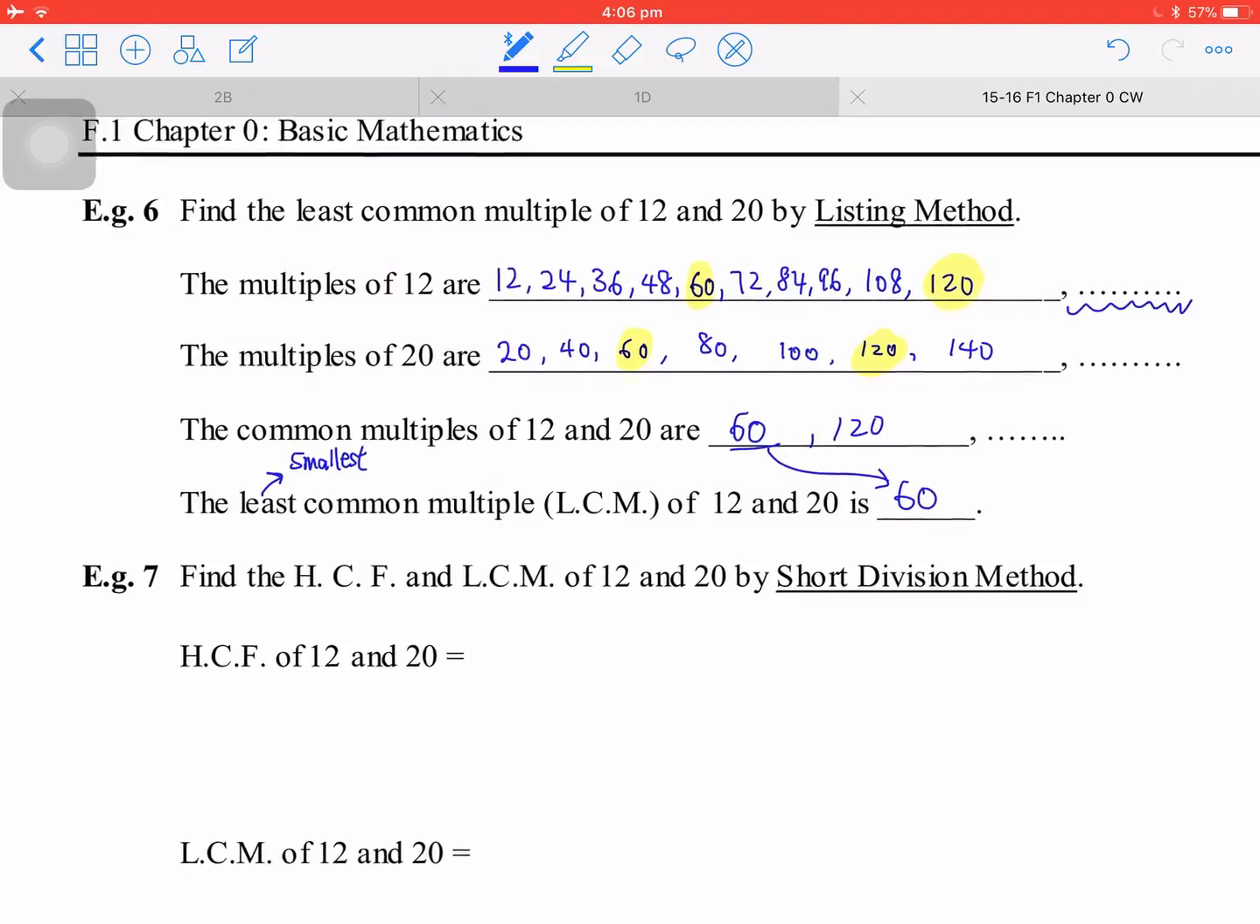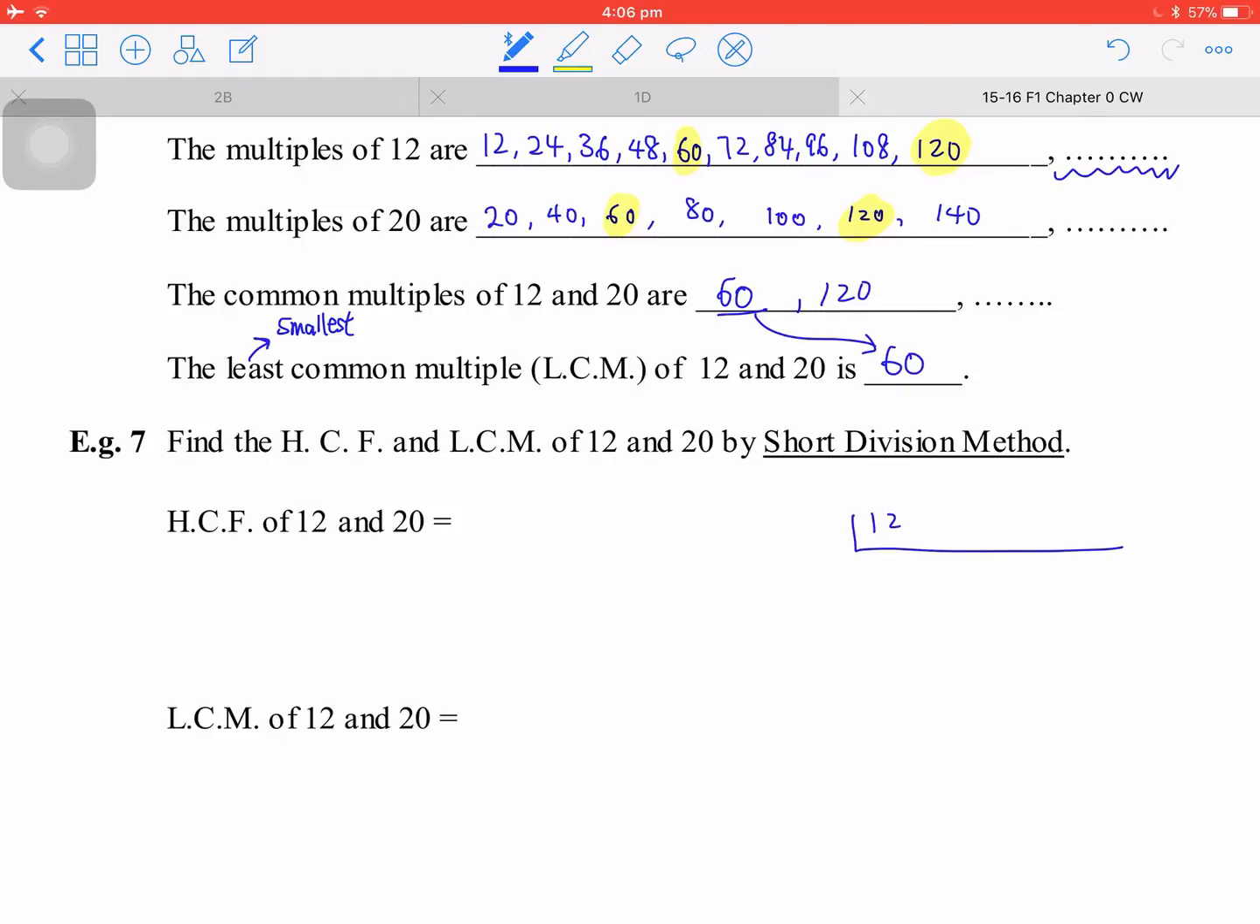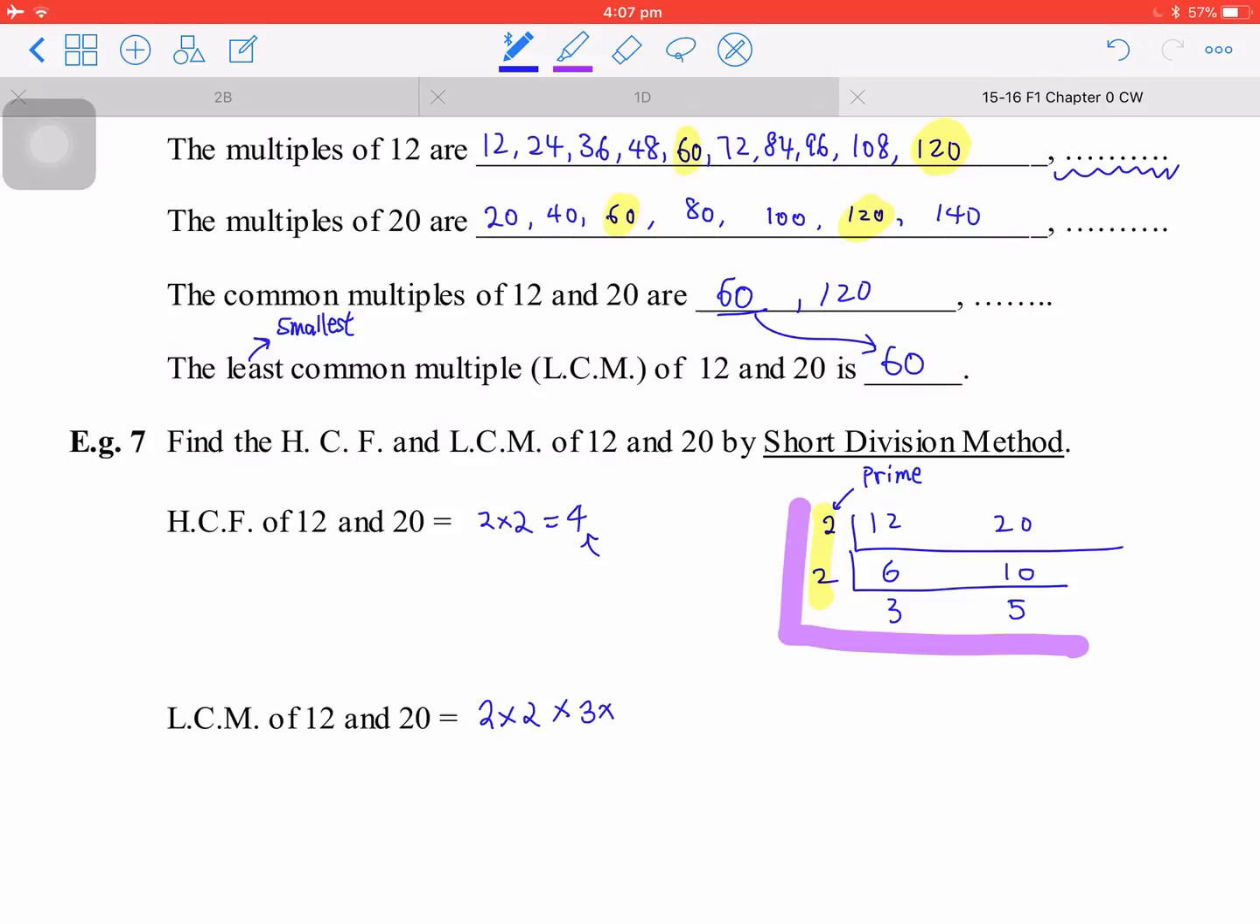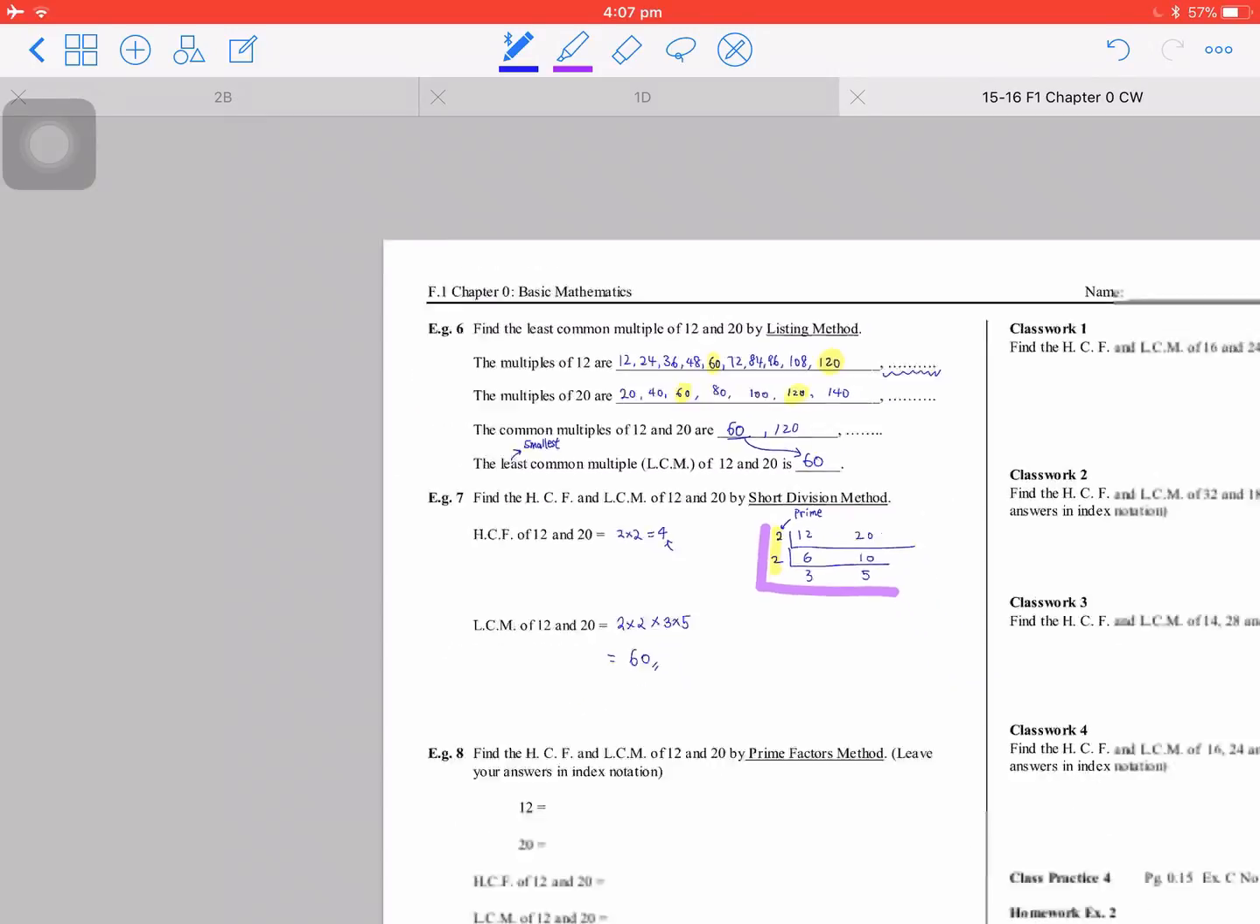Okay, this time you are going to find it by the short division method, and here you are going to use it with the prime factors. So you have something like this. For the HCF, you are going to have the vertical line, that means 2 times 2, so that is 4. Because you are not asked to present your answer in index notation, you just calculate the answer. And for the LCM, it is about the L shape. That means you are going to calculate everything there. So that is 2 times 2 times 3 times 5, so this is actually 60. Is it okay for you? That is what we call the short division method.